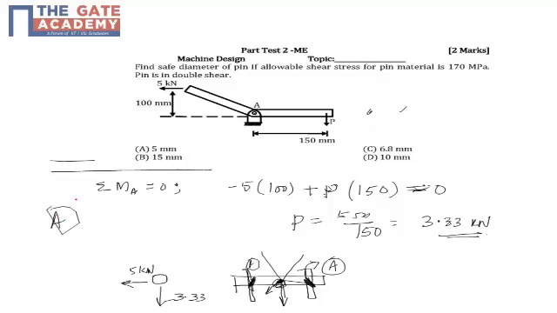One important thing: the chance of failure in this problem is that people forget the double shear, so that is important. And how you calculate the load is also important. Thank you.